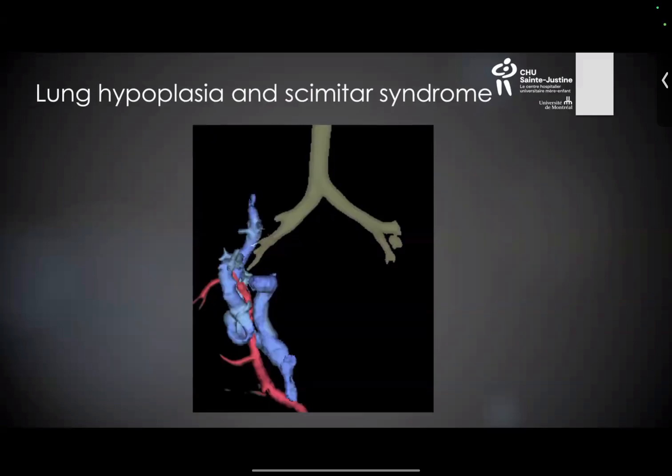So what's a scimitar syndrome? A scimitar syndrome is basically a hypoplasia of the lung with a small pulmonary artery and an arterial vascular supply from the systemic circulation, and a vein coming out to the systemic circulation.